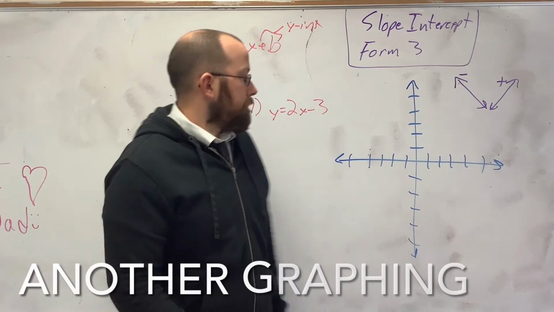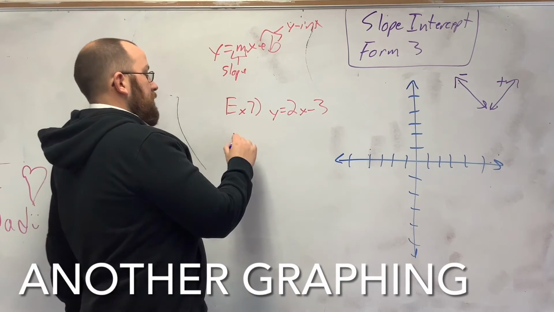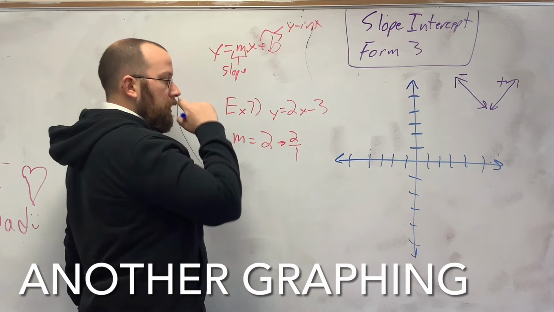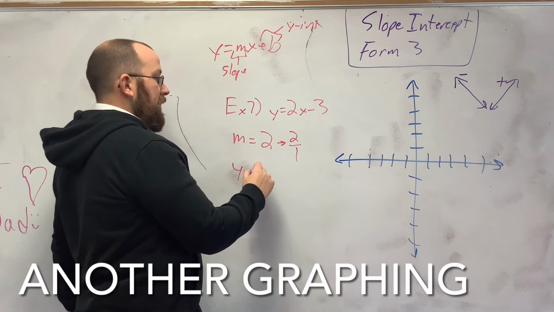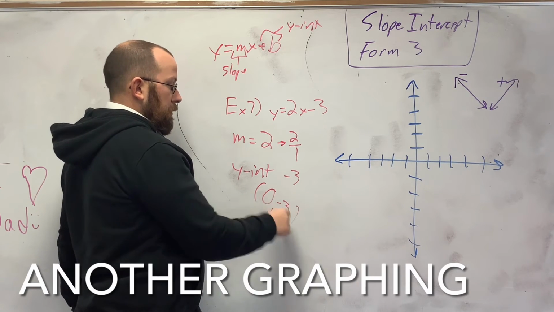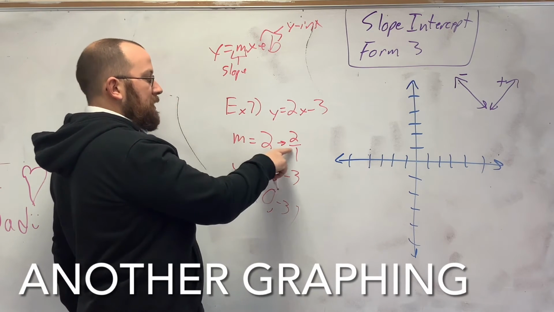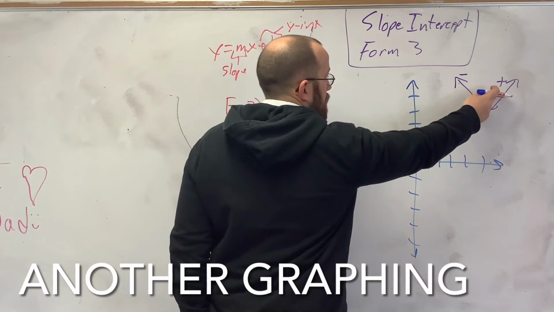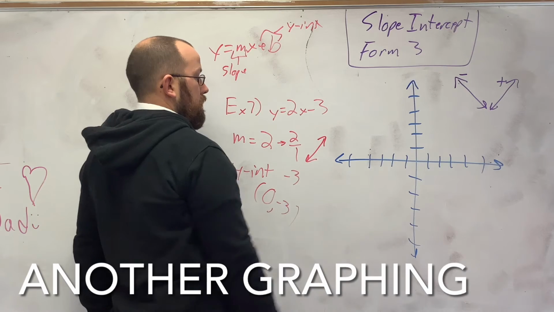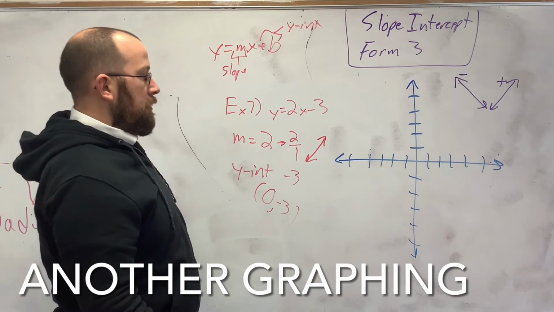Example 7. My slope is 2, or 2 over 1 for rise over run purposes, and my y-intercept is at -3, or 0, -3. So this is positive, so let's just get this out of the way right now. So my line is going to look like this, because my slope is positive.